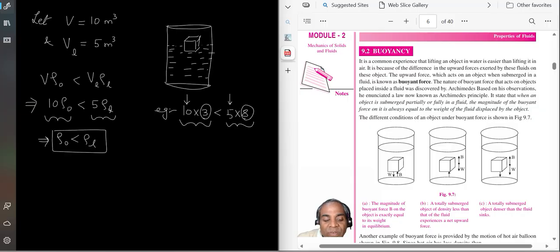So now we will develop this backwards. When you place an object in a liquid such that the density of the object we are placing is less than the density of the liquid, the object will float and only a part of it is submerged inside the liquid. So I will summarize these three scenarios now.